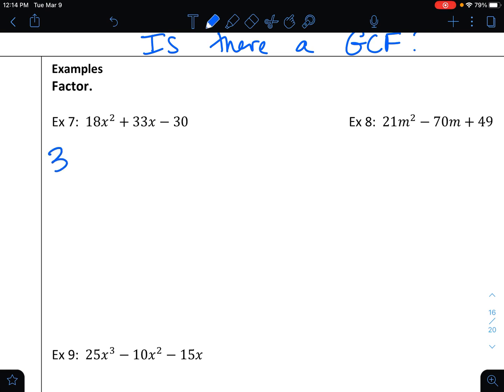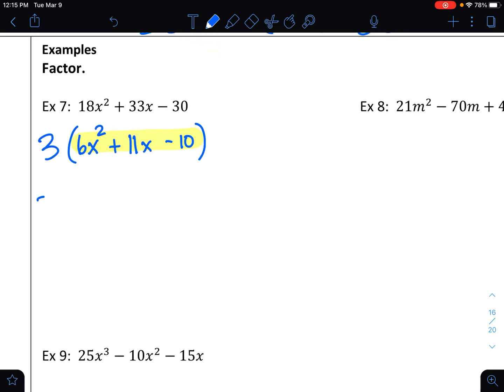So here's what I want to do. I'm going to do 3. Notice I don't have an x over here, so I can't divide an x out as well. So let's factor out a GCF. So just divide everything by 3. So I'm left with 6x squared plus 11x. Negative 30 divided by 3 is negative 10. Okay, now I am ready to only look at what's in my parentheses and proceed with factoring like we did before. So my final answer is going to have a 3 in front. That's just going to stay with my 2 sets of parentheses.